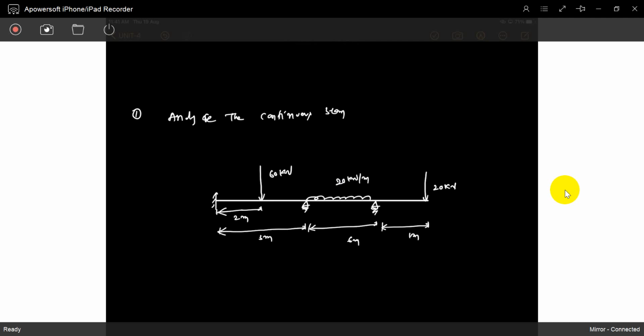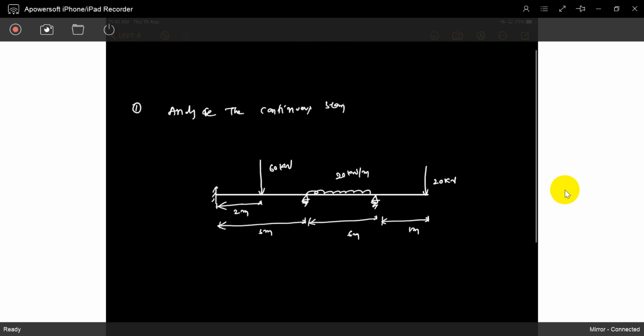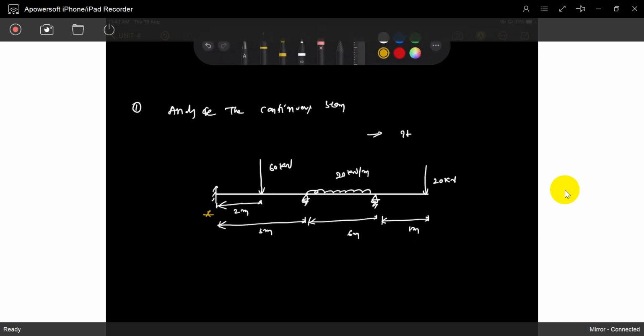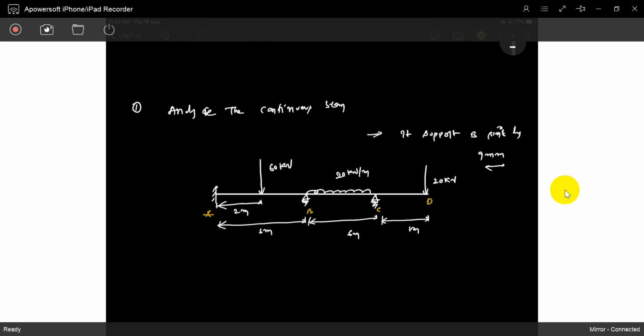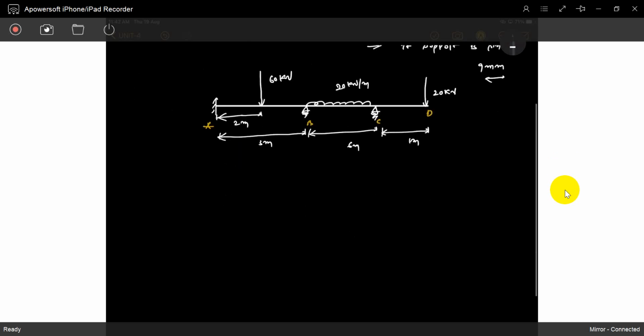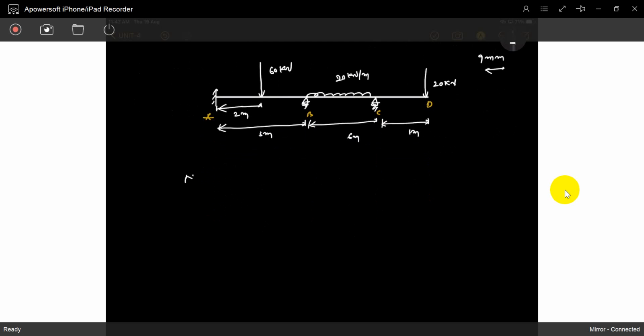Sorry, we already solved this type of problem, but the extra is: the supports A, B, C, you can call it D, otherwise no need. The support B sinks by 9 mm. The support settlements are there. How can we solve the problem? Very easy. First we have to find out the fixed end moments.